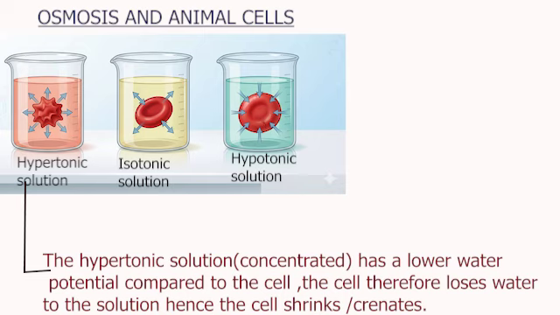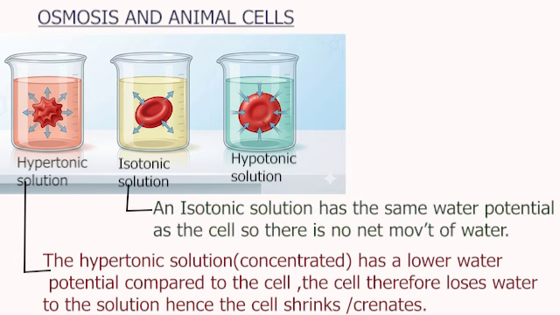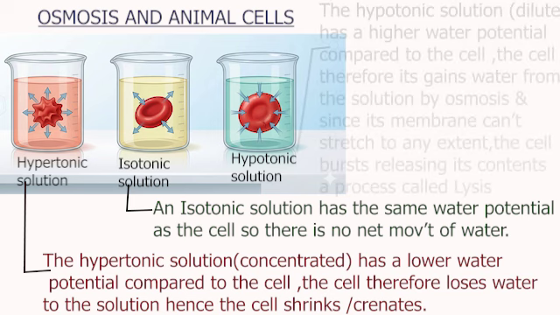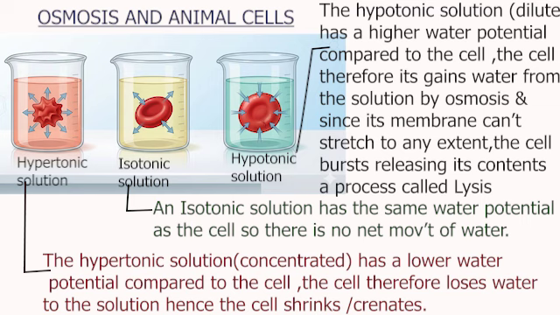If put in an isotonic solution, the red blood cell will not lose any water, so there will be no change because they both have the same water potential. And if it's put in a hypotonic solution, the red blood cell will gain water from the solution, and since its cell membrane cannot stretch to a very great extent, the cell will burst, releasing its content. This process is called lysis. This happens because the hypotonic solution has a high water potential compared to our red blood cell. So that's what you need to know on osmosis and animal cells.